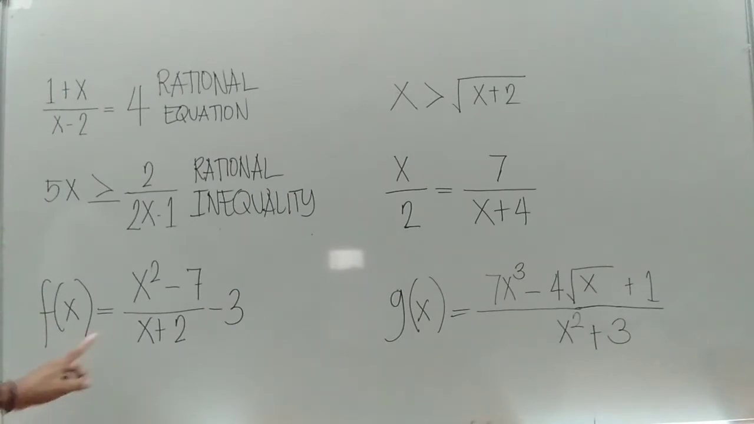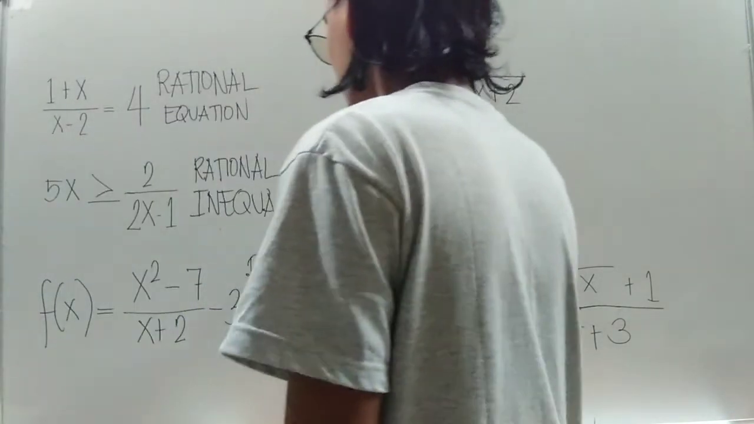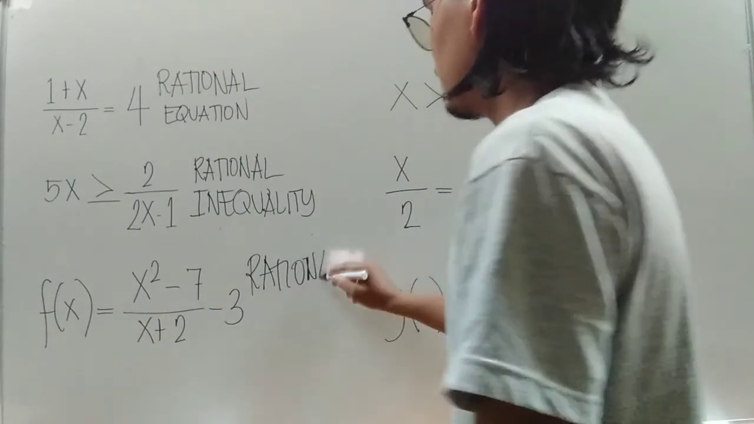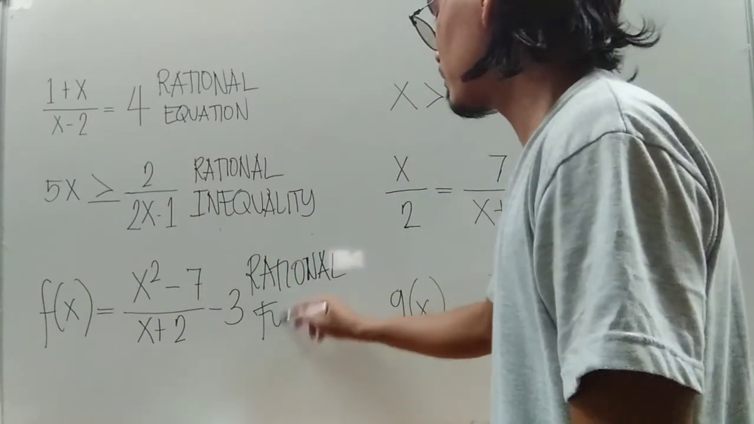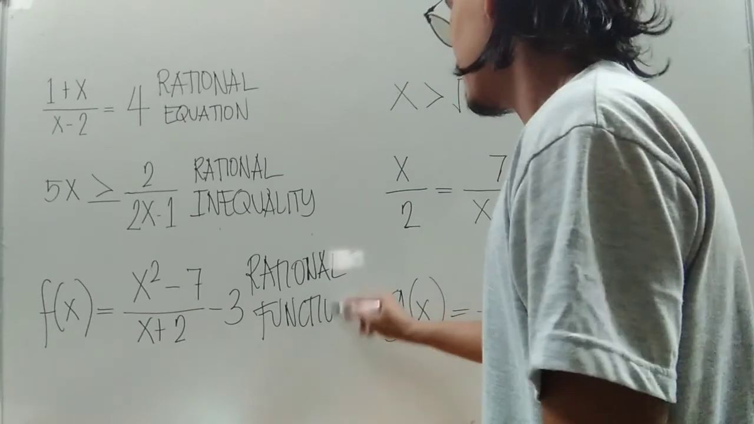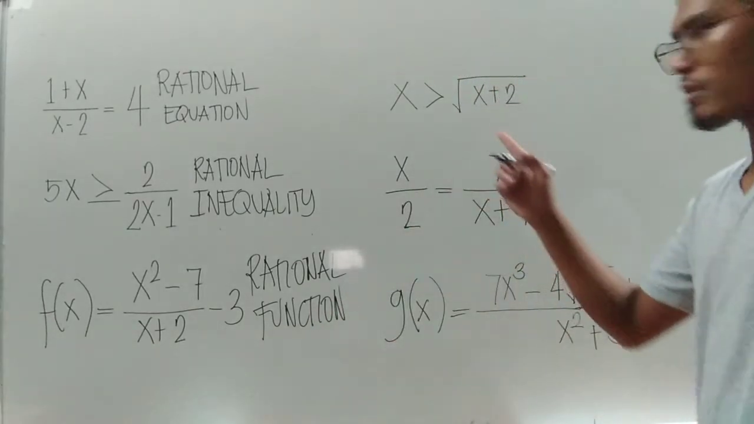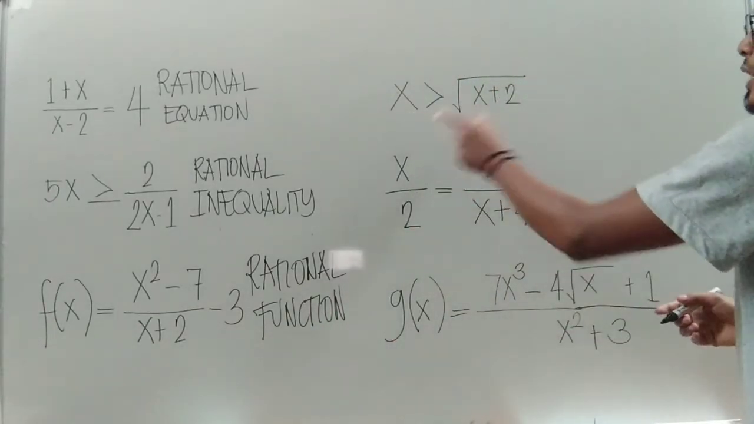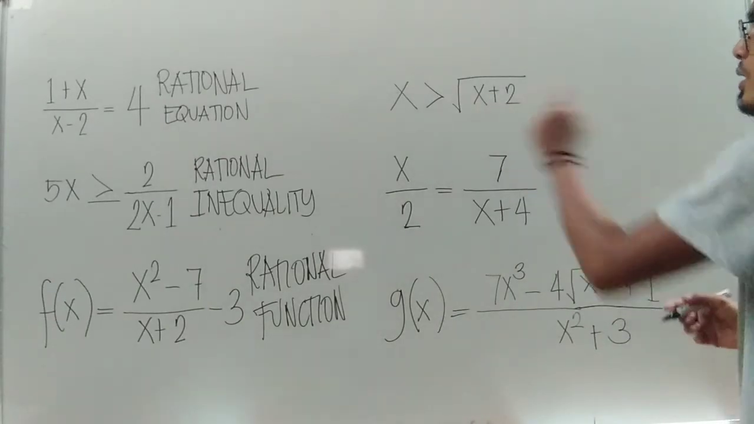Third, we have f of x equals x squared minus 7 over x plus 2 minus 3. The symbol is equal, and we have here f of x. So we can say that it is a rational function. So, easy. Next, we have x is greater than the square root of x plus 2.